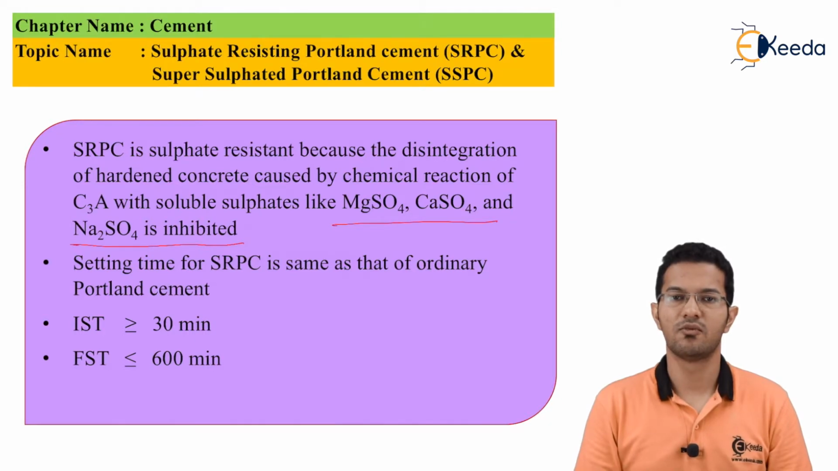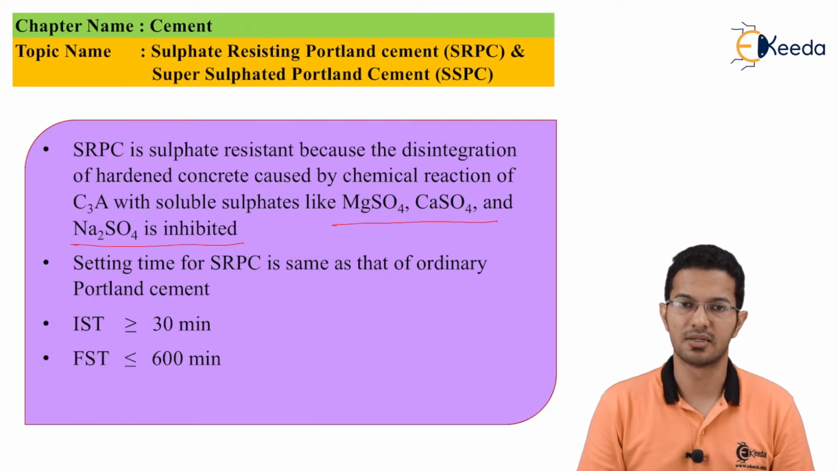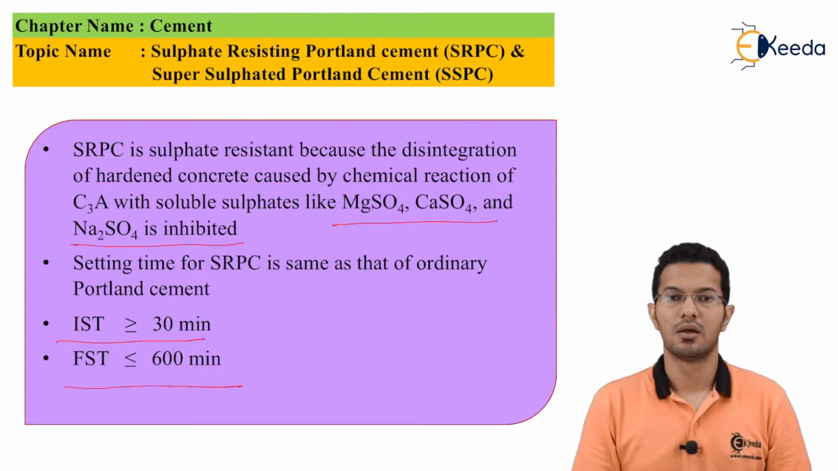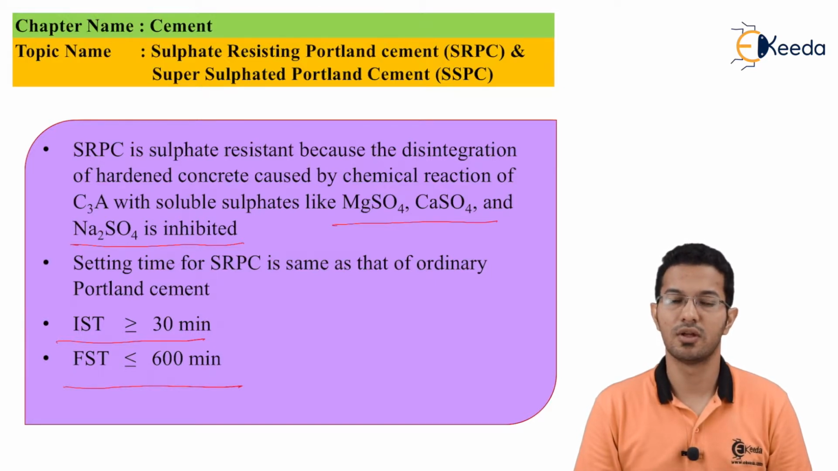The setting time for SRPC is the same as that of ordinary Portland cement. The IST is more than or equal to 30 minutes and the FST is less than or equal to 600 minutes. The setting time also plays an important role because after modifying the properties, the setting time is the same as that of the OPC.